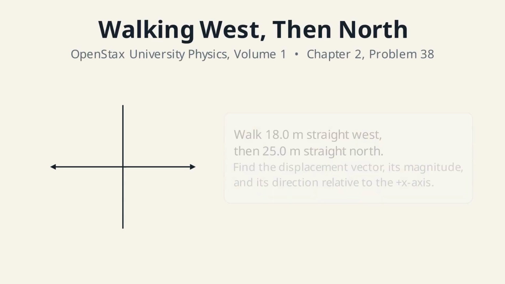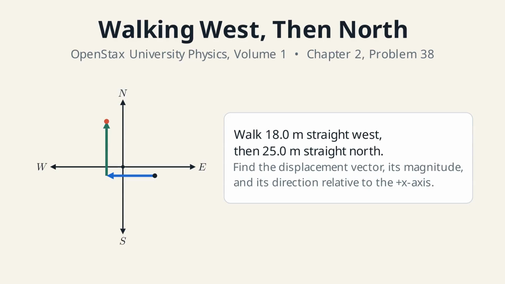Let us solve OpenStax University Physics, Volume 1, Chapter 2, Problem 38. You walk 18.0 meters straight west, then 25.0 meters straight north. We need the displacement vector, how far the ending point is from the start, and the direction of that displacement relative to the positive x-axis.